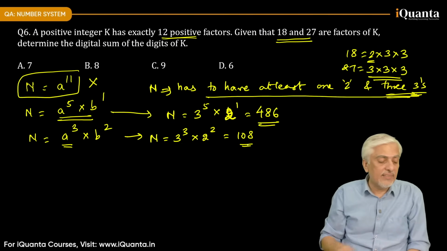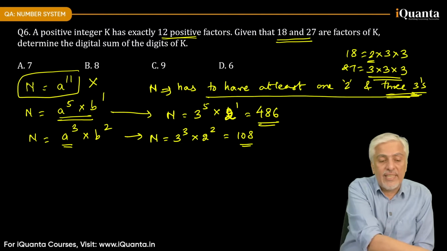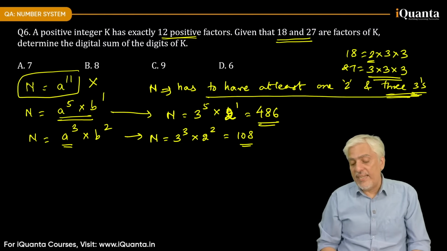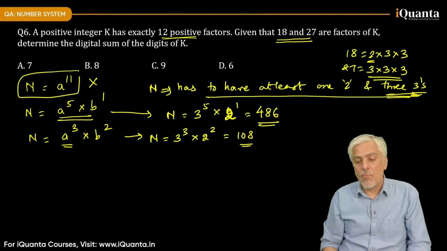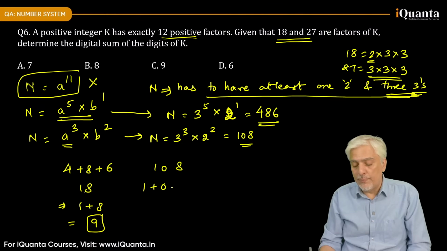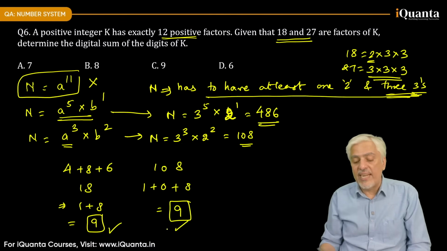Think of others and tell me, is there any other possible case? In both, 4 plus 8 plus 6 is 18, 1 plus 8 is 9. 108: 1 plus 0 plus 8 is 9. In both of them, the digital sum is 9 only. So the answer is the third option.